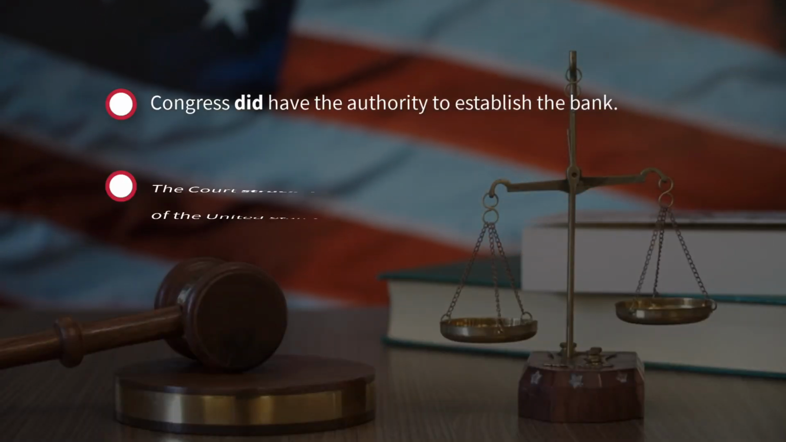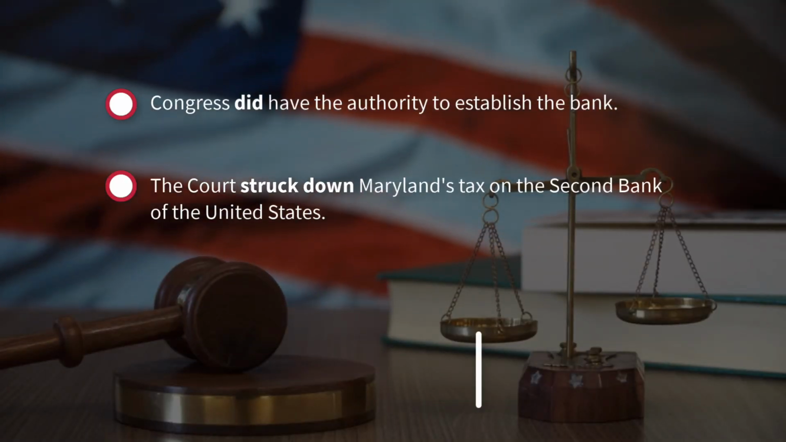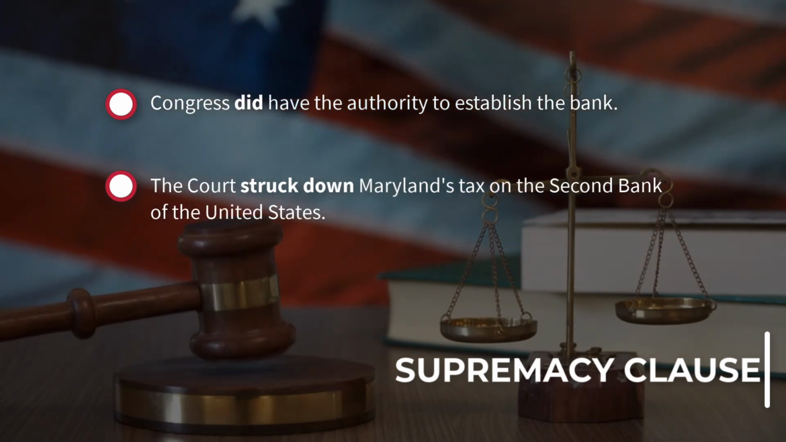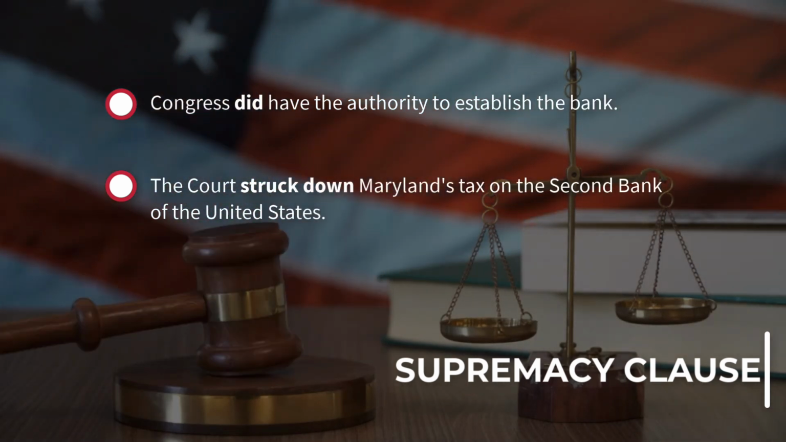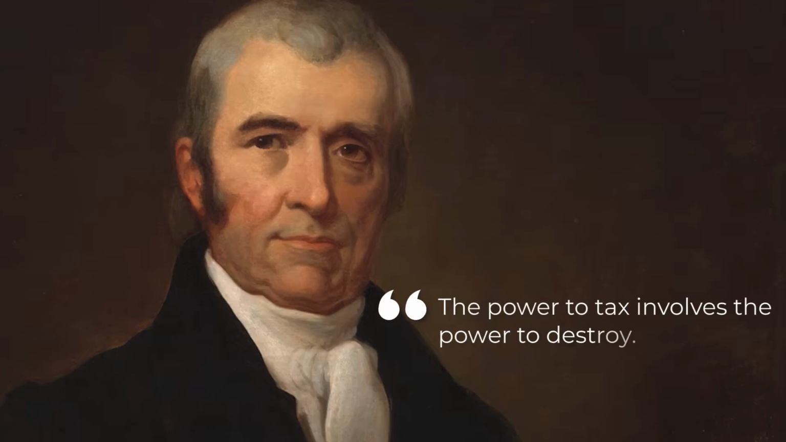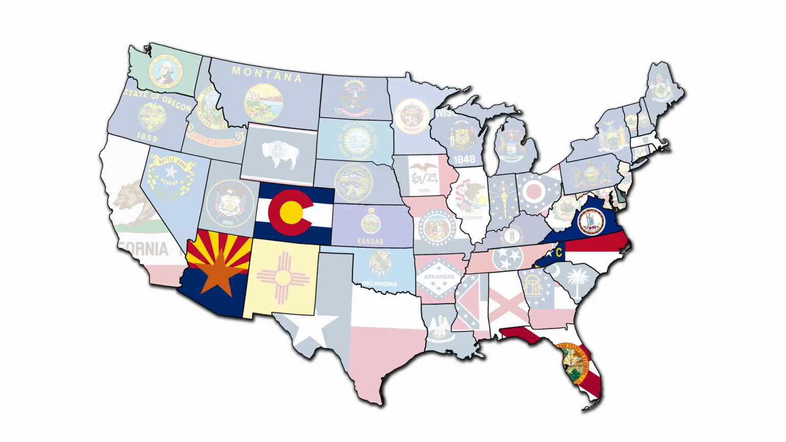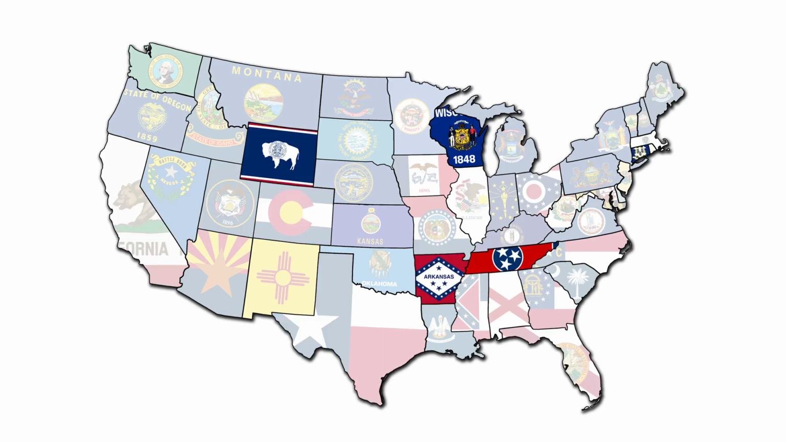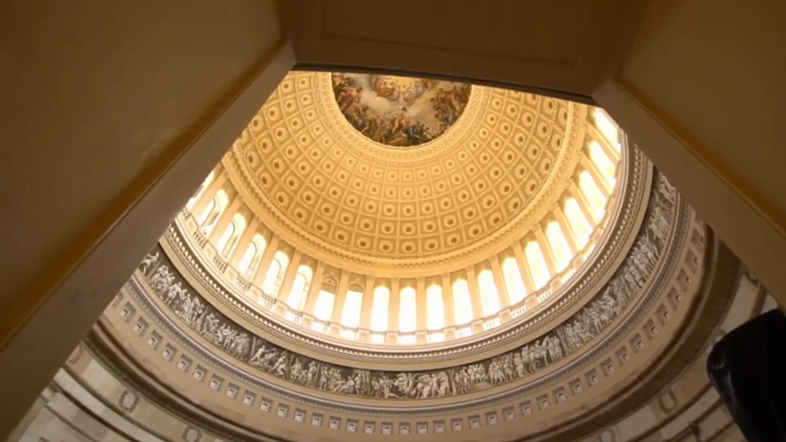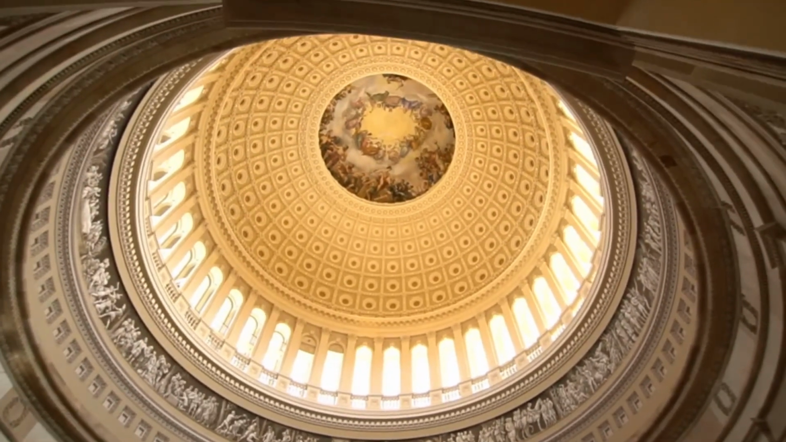As for Maryland's tax, the court struck it down, citing the Supremacy Clause in Article 6 of the Constitution, which establishes that federal laws take precedent over state laws. Marshall famously stated that the power to tax involves the power to destroy, meaning that if states had the ability to tax federal institutions, they could essentially undermine federal authority. This decision reinforced the supremacy of the national government over the states.